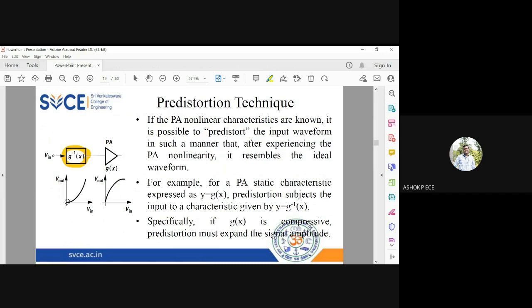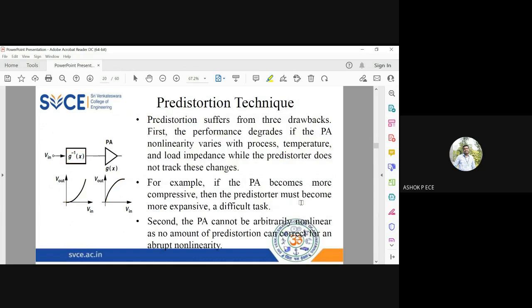So if the input is slowly increasing, it will increase fast at the power amplifier, so I will get back my original signal. So pre-distorting is one way of intelligently manipulating the distortion at the input itself. Okay, so if G of X is compressive, G inverse will be expansive. So if the signal is rising slowly now, at the other end it will be increasing fast.